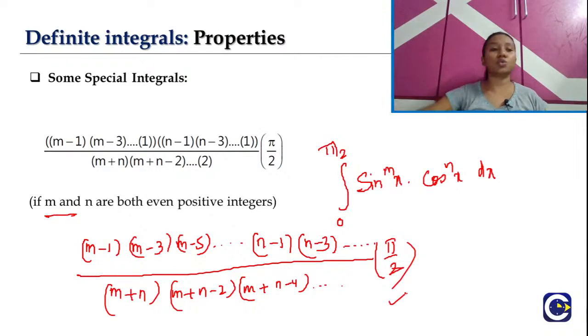So these are two special integrals which make finding the integral value easy when we have these kinds of integrals of sine and cosine functions. So these two are our special integrals here, gamma as well as Wallis. So let's do questions related to this one.